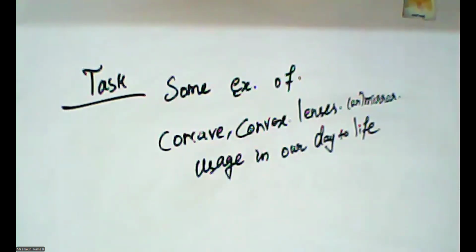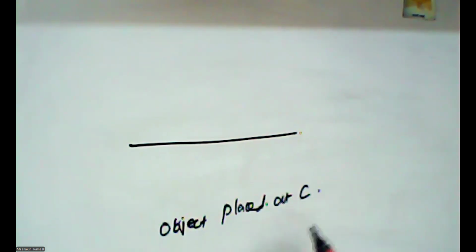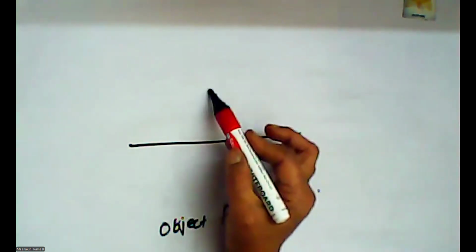So I'm going to draw only one picture, that is, the object placed at C. I explained the others with the simulation, so I didn't draw the picture. When the object is placed at the C position, we got some idea about what the pole is and what the curvature is. Okay.